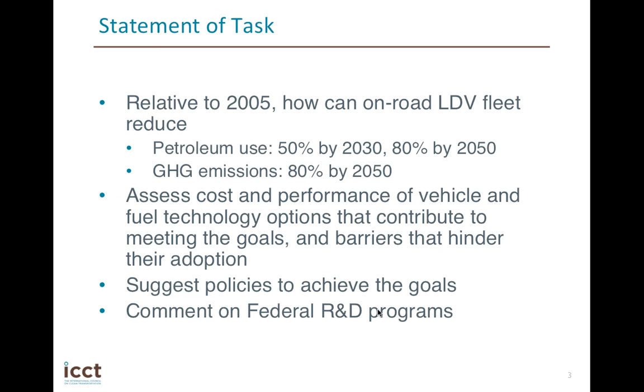The baseline we were assigned was 2005. The task was to look at petroleum use, 50% reductions by 2030, 80% by 2050, and greenhouse gas emissions, 80% by 2050. Looking at the performance of the vehicles, the options, the cost, barriers that hinder adoption. Another major part was to suggest policies to help achieve the goals and comment on what kind of R&D programs would be helpful in meeting the goals.